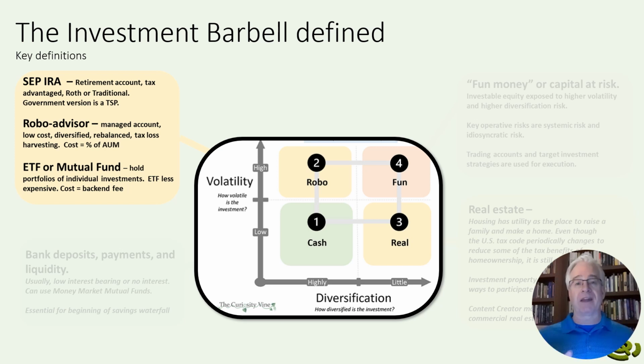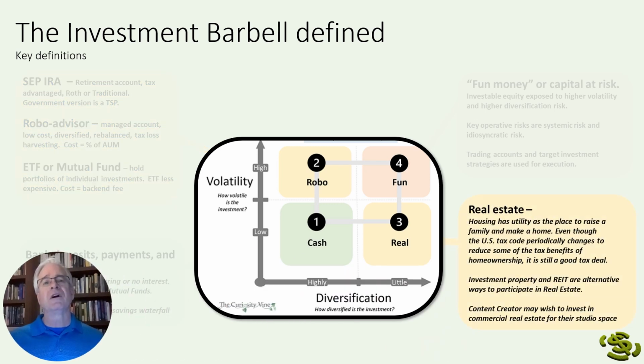Robo-advisors are a managed account. They are low cost, diversified, regularly rebalanced, and use tax loss harvesting. The good news is you don't really have to know any of those things. You basically just need to sign up for the account and feed it with regular automatic deposits. The typical investments are in ETFs or mutual funds, which hold portfolios of individual investments. ETFs are less expensive, which is good for the IBS.